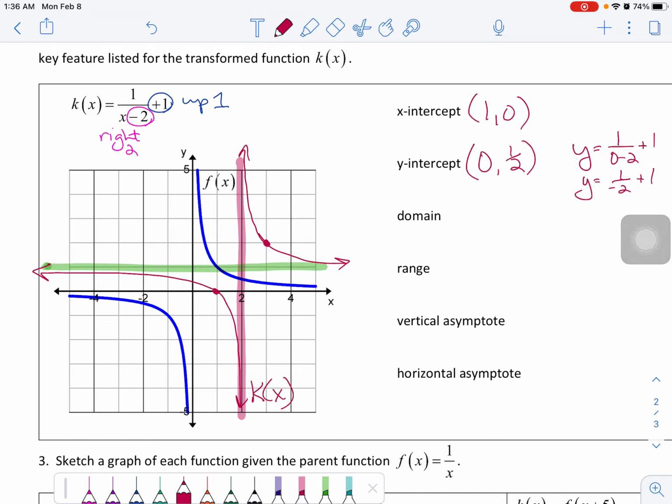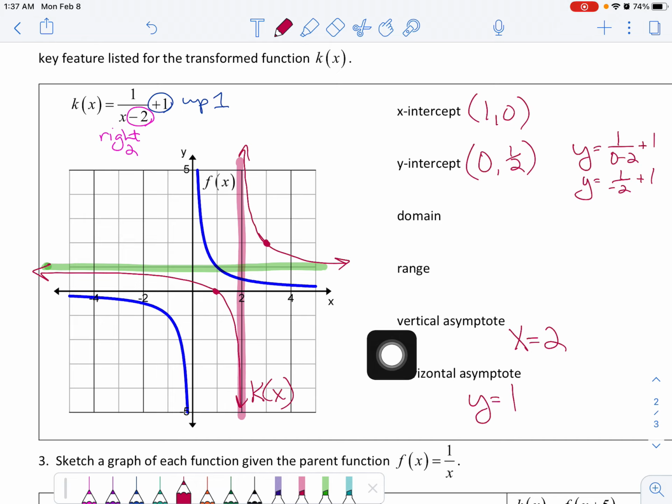So I'm actually going to do the vertical asymptote before I do the domain, and I'm going to do the horizontal asymptote before I do the range. So vertical asymptote, remember we shifted to the right 2, so that's going to be x is equal to 2. Horizontal asymptote, I shifted up 1, so that's going to be y is equal to 1.